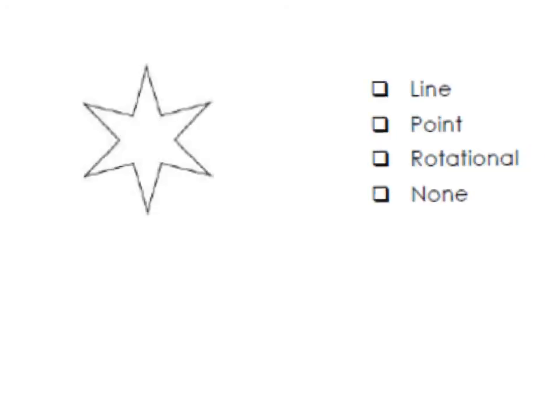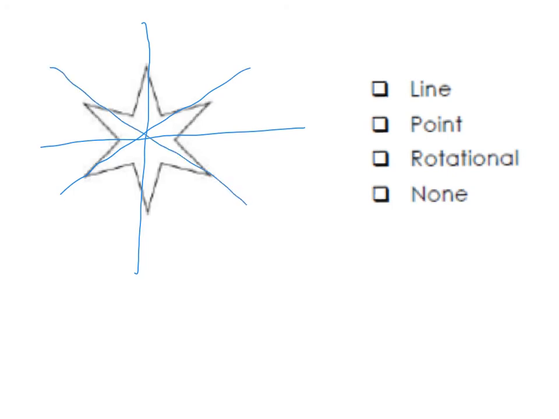Same question here. Does it have any line symmetry? Well, yes, we can draw lines through it. We can draw a vertical line. We can draw a horizontal line. We can draw a couple of diagonal lines through these points. So it definitely does have line symmetry.